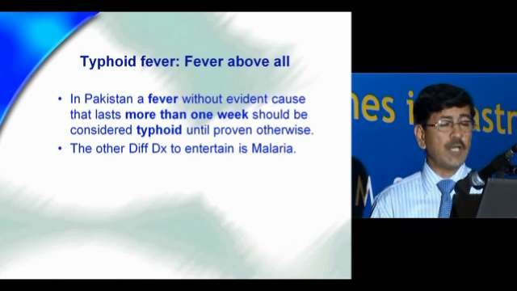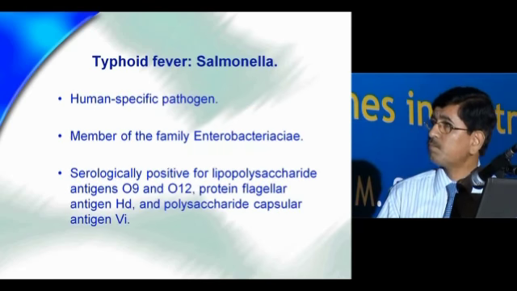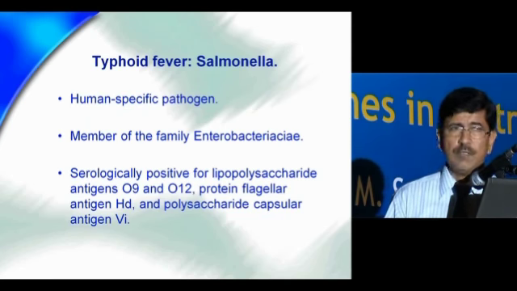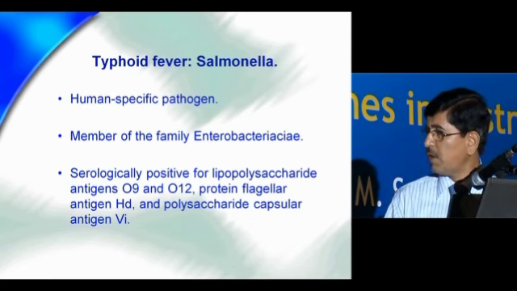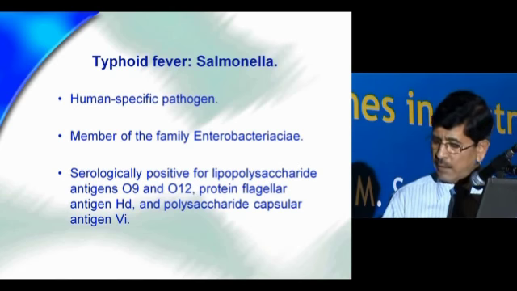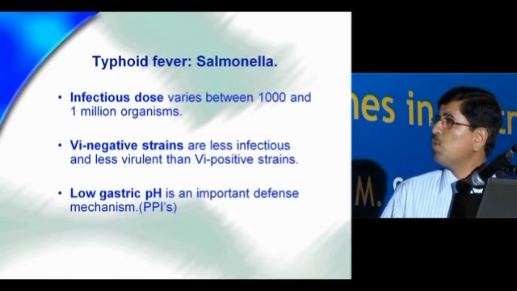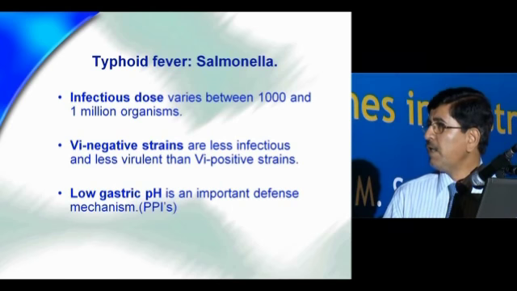Typhoid fever, the Salmonella, is a human-specific pathogen. It's a member of the Enterobacteriaceae family, serologically positive for its antigens: the lipopolysaccharide antigen, which is the O antigen, the flagellar antigen, which is the H antigen, and a polysaccharide capsular antigen known as Vi or virulence antigen. The infectious dose varies between 1,000 to 1 million organisms. The Vi negative strains are less infectious than those which are Vi positive. A low gastric pH may play an important role in the development of the disease.